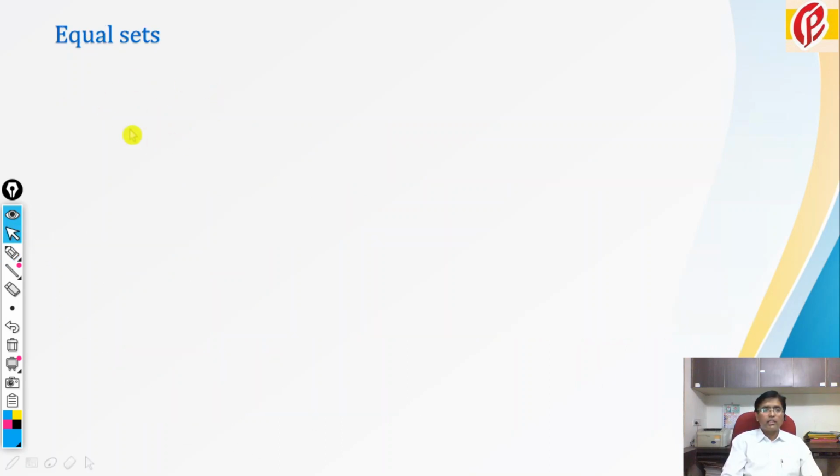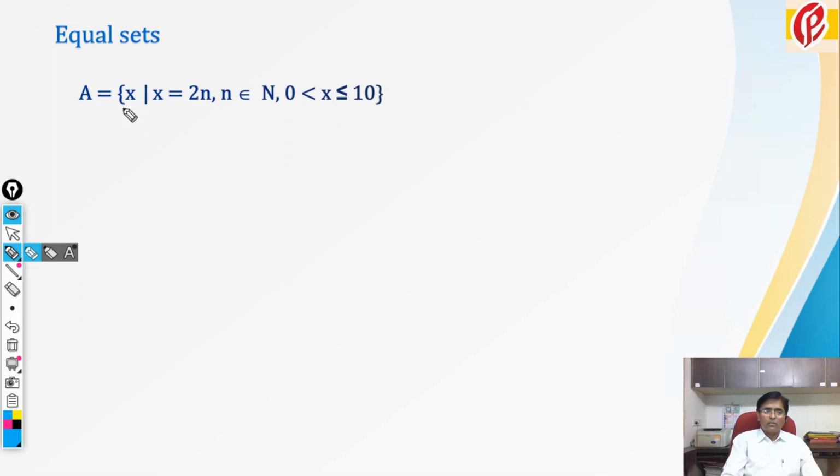Now we'll see equal sets. See the example. A is equal to {x such that x = 2n, n belongs to N, and x is between 0 and 10, and x is equal to 10}. This is given in the rule form, or rule method. Now we have to write this set A in the listing method, that is, the roster method, which means you will have to write the list of the elements.